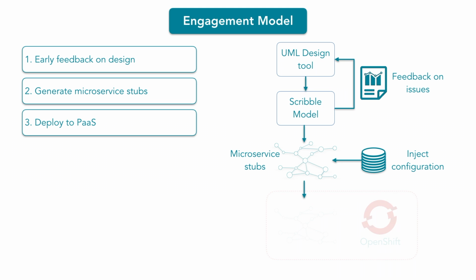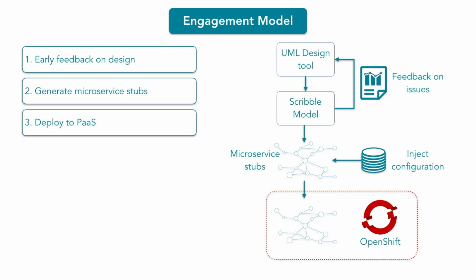We deploy the microservices in OpenShift, an open source PaaS based on Docker and Kubernetes. This means we can add functionality to the stub implementations, or swap them out completely for the real implementations, simply by changing endpoint bindings within OpenShift.